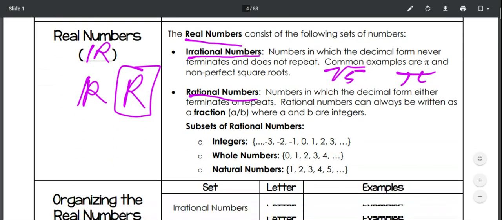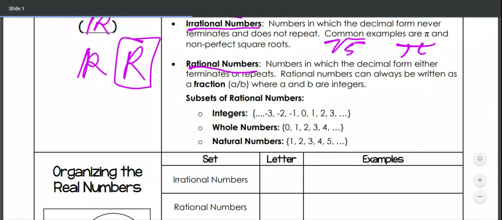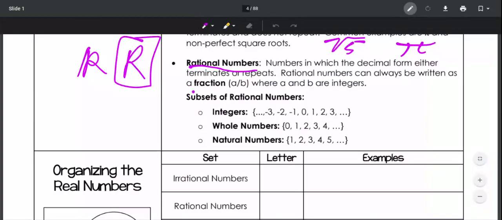Now let's go to our rational numbers. So our rational numbers are going to be any number. This is the main thing that I would like you to remember. Any number that can be written as a fraction. So any number that can be written as a fraction, like 2 over 3. So that's going to be a rational number. Or it's going to be a decimal that terminates. So, for instance, 1 over 4 equals 0.25. That decimal terminates. It terminates at 5. So that's going to be a rational number.